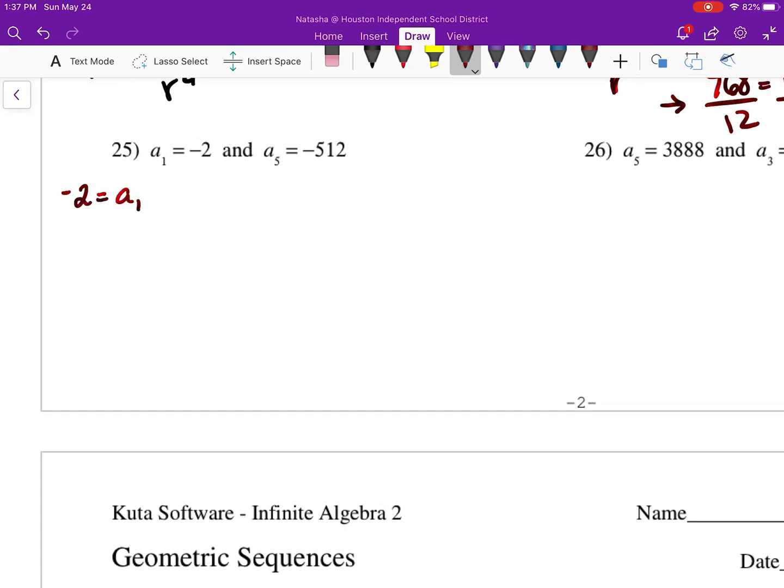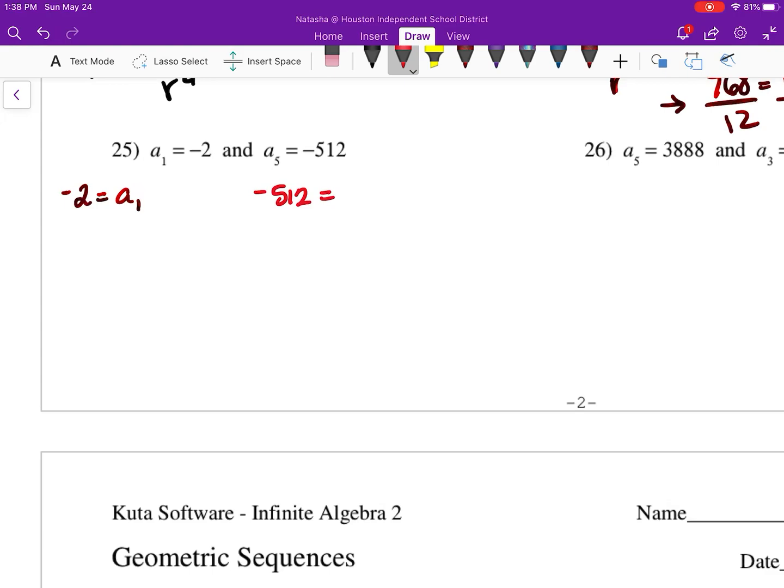So our first term is going to be negative 2, is equal to a1. This one works out nicely for us, actually, because this tells us that our first term is going to end up being our ratio to the 1 minus 1, which is 0. Anything to the power of 0 is 1. So our first term is just going to be negative 2. Okay? Now, we still need to work this out because we don't know what our ratio is. We know our first term, but we don't know the ratio. So I'm going to go ahead and set this up.